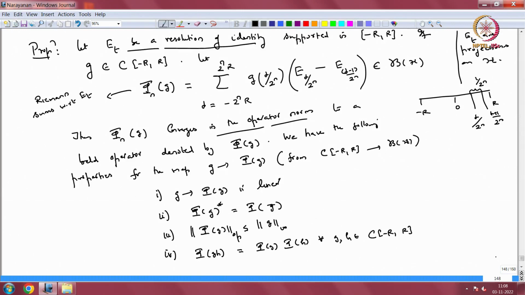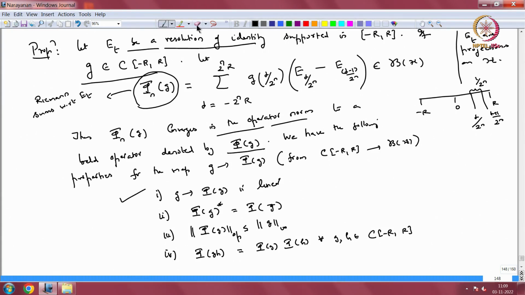Let E t be a resolution of identity supported in minus r to r. I take a continuous function and then form these Riemann sums, right, phi n g equal to summation j equal to minus 2 to the n r to 2 to the n r. So, minus r to r is divided into intervals of length 1 by 2 to the n. Now, those are the Riemann sums and the Riemann sums converge in the operator norm to a bounded operator, right, we denote it by phi of g. Okay. So, we will change that notation later.